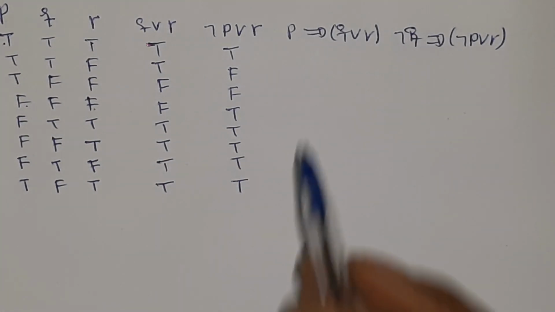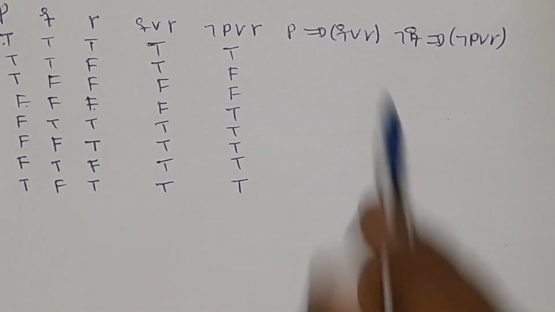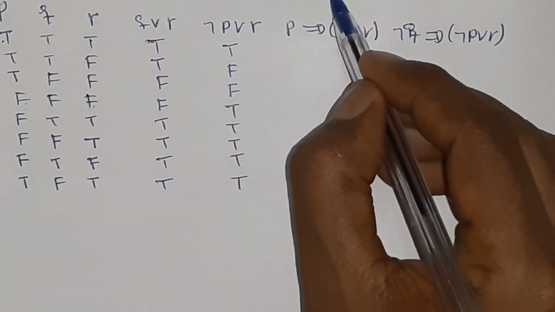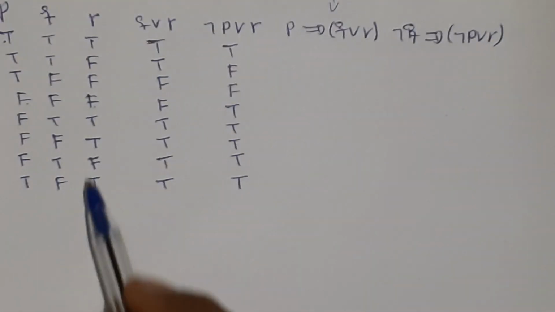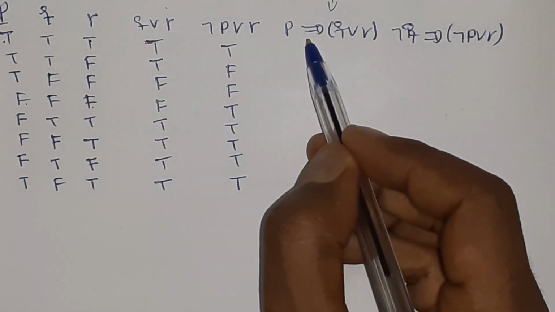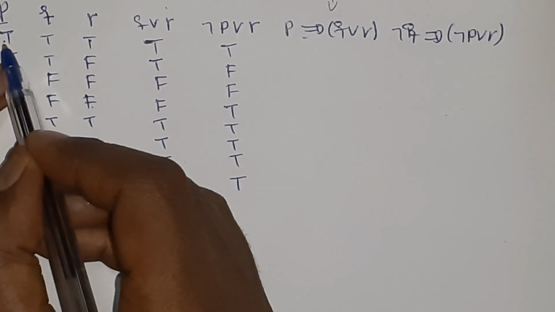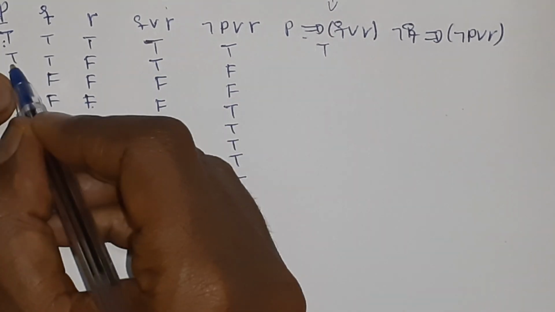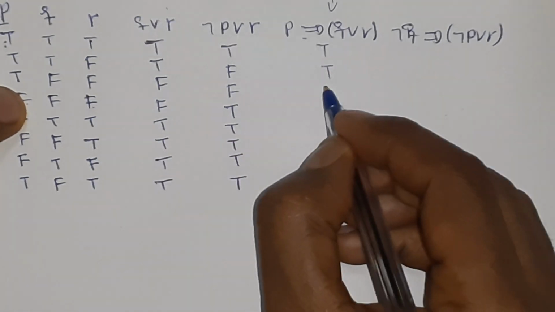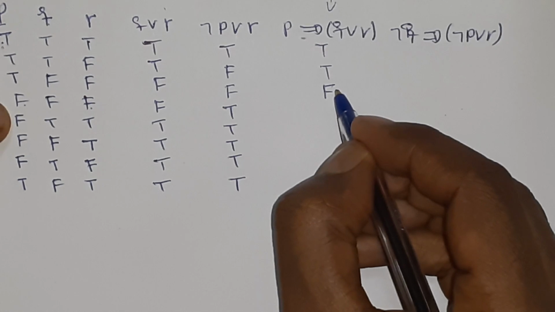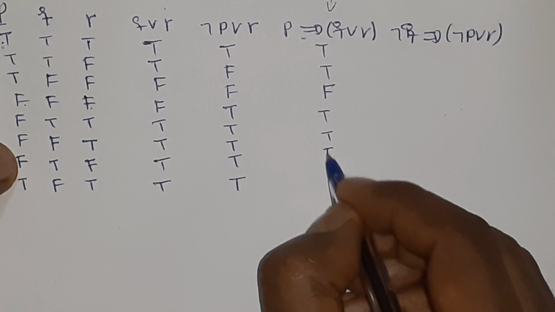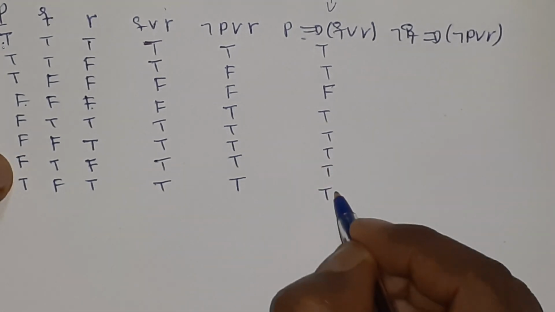Then, in order to fill in the truth values of the first compound statement, we have to consider P and Q or R, and connect these two elements by implication. True implies true is true, true implies true is again true. We have true here, but this one is false, so true implies false is false. Here we have true, true again, then true, true, true.